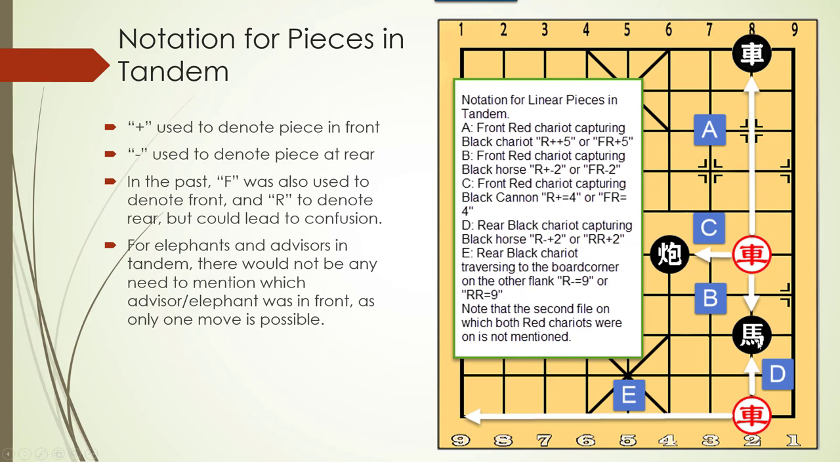So for the red chariot to capture the black horse in front, it will be R+-2. While for this chariot in the back to capture the black horse, it will be R-+2. The traversing component would be also the same. It will be R+=4 for the red chariot to capture the black cannon.